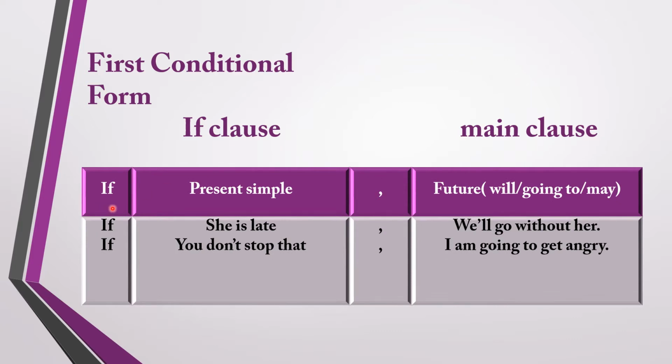If we begin our sentences by putting if, it should be followed by the subject, of course, and then the present simple tense complement, and we should divide the first clause from the second clause by putting a comma, and then the future form: will, going to, or may.